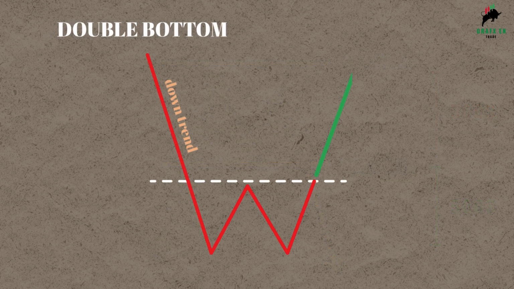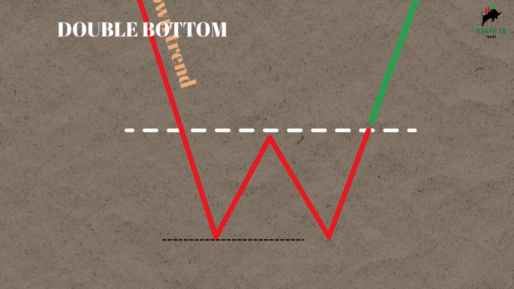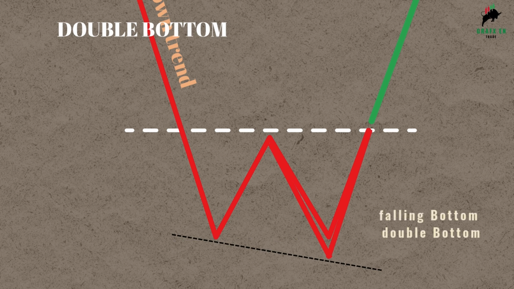The same logic applies to the double bottom, but in reverse. It forms at the end of a downtrend and signals buyers gaining strength again. The two bottoms are usually at similar levels, but sometimes the second bottom may be slightly higher or lower. If the second bottom is higher, it shows buyers are stepping in earlier, strengthening the bullish case. If the second bottom is lower, it's called a falling double bottom. The pattern is still valid, but the bullish strength may be weaker.